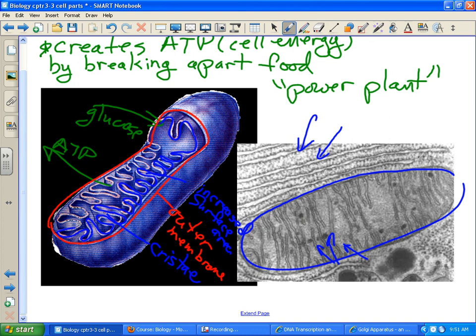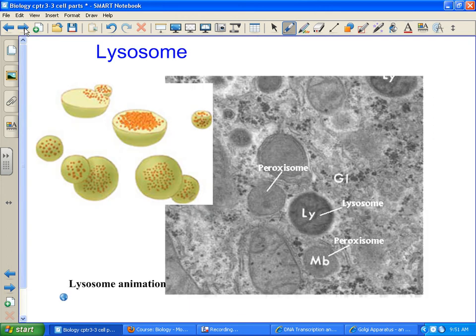Okay, question on mitochondria, you got your picture. We'll do a couple more. Lysosome. Who's got that one? That was like an egg.